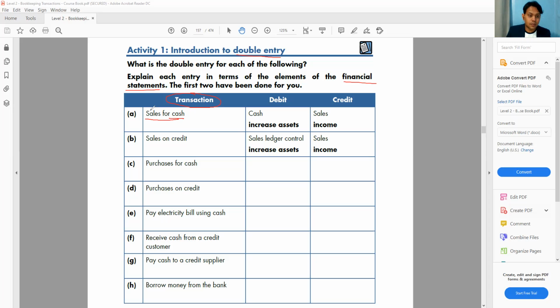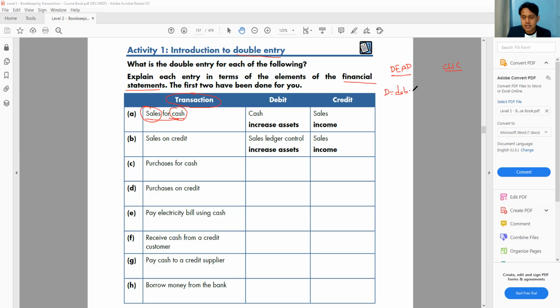So we have two things here. One is sell and one is cash. Now, sell is the income and cash is asset. So we have our debit and credit. Just write it down, debit and credit here, so that we can easily match the debit and credit with the transaction and identify what is debit and what is credit. The first one is D for debit.